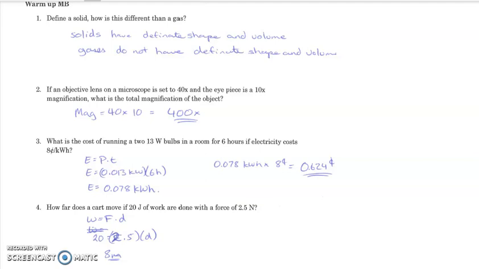Solid is different than gas because solids have definite shape and volume where gases do not. Magnification of these in this microscope is 400 times. The cost of running the 2-watt bulbs is 6.28 cents. Now it's 2 of these bulbs, and so that answer should actually be double, so probably 12.6 cents. And how far the cart moves, it would be 8 meters.